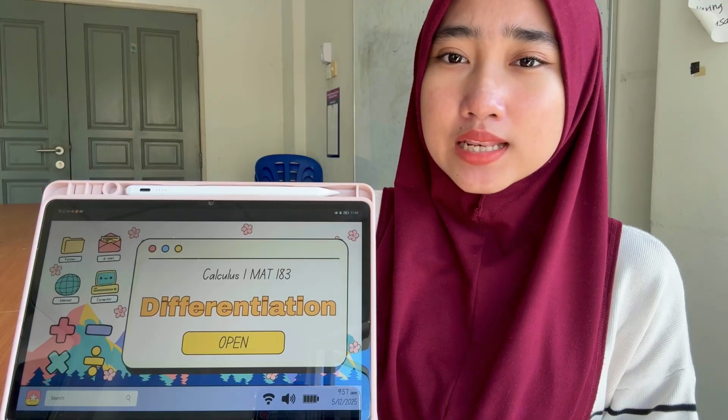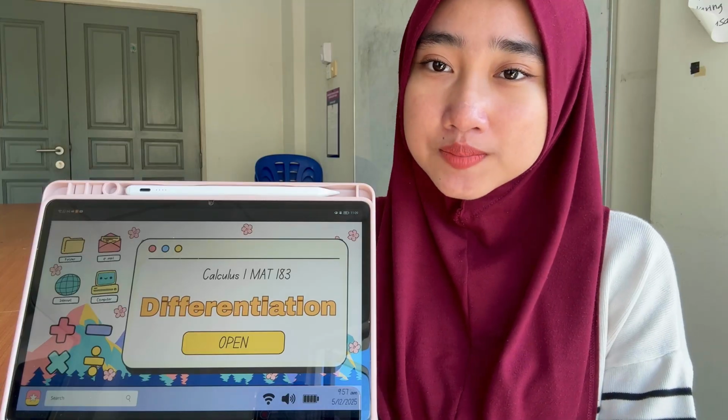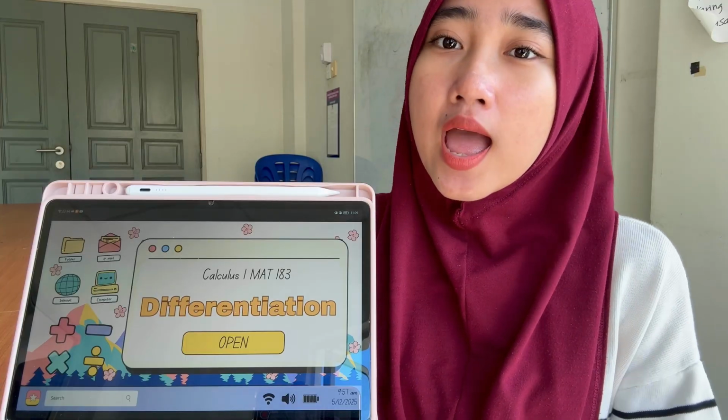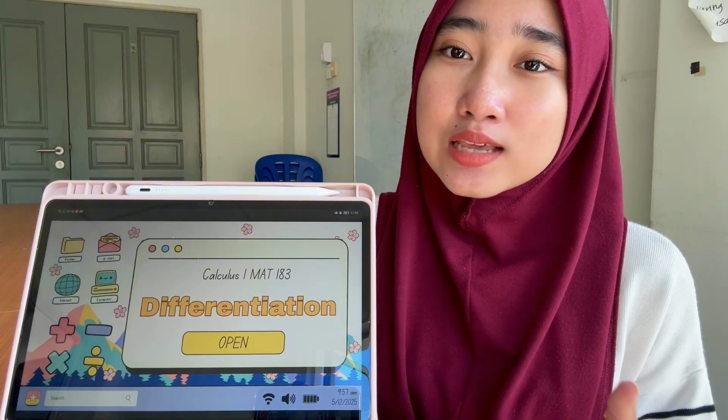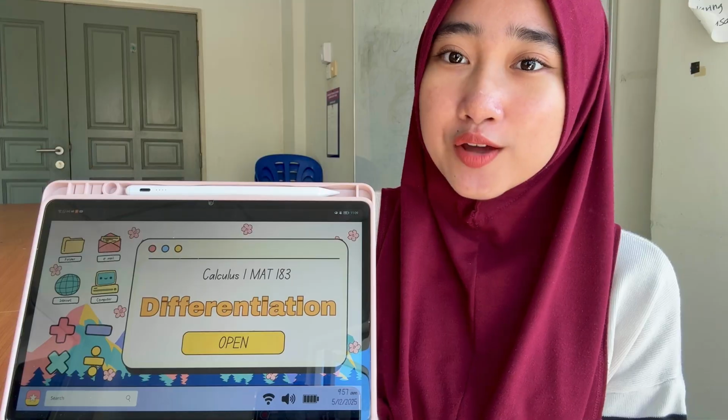Differentiation. But before we start solving the problems, let's take a quick look at what differentiation means and the basic technique we will be using. So, without further ado, let's get started.